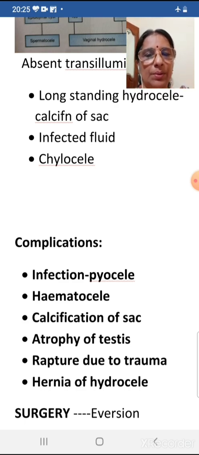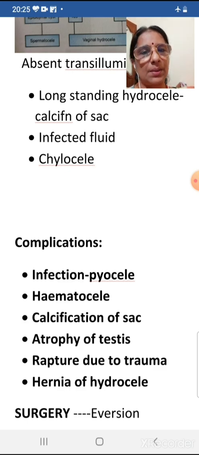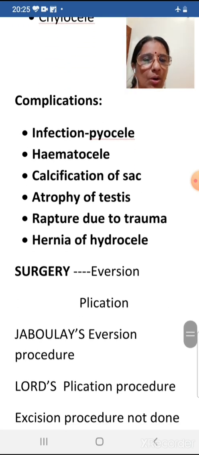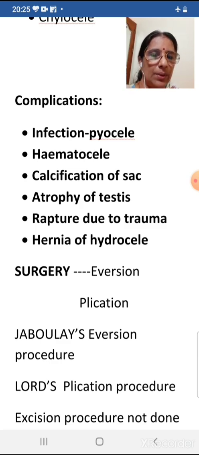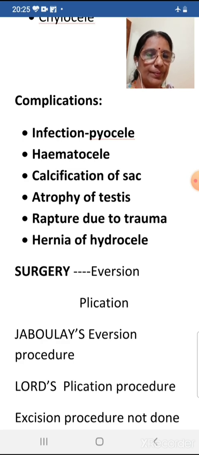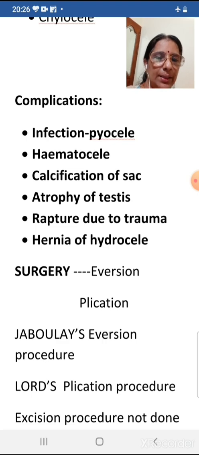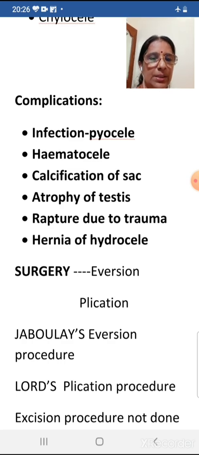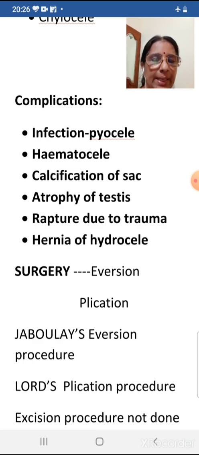Then what surgeries do you prefer? The only option for treatment is surgery. The surgical options are the eversion procedure or plication. The fluid is produced by the tunica vaginalis. So either you open the tunica vaginalis and evert it, so that whatever fluid is produced by the tunica vaginalis goes to the subcutaneous tissue of the scrotum, or you can do plication of the tunica vaginalis to reduce the surface area. That eversion procedure is called Jaboulay's eversion procedure, and the plication technique is called Lord's plication procedure.